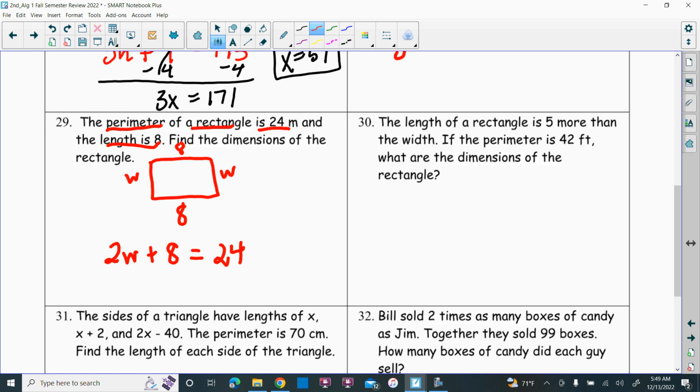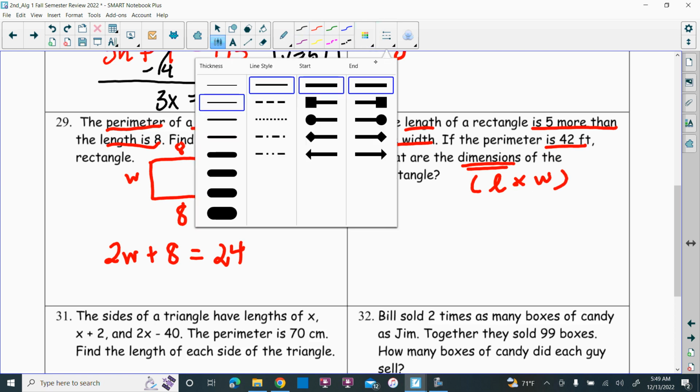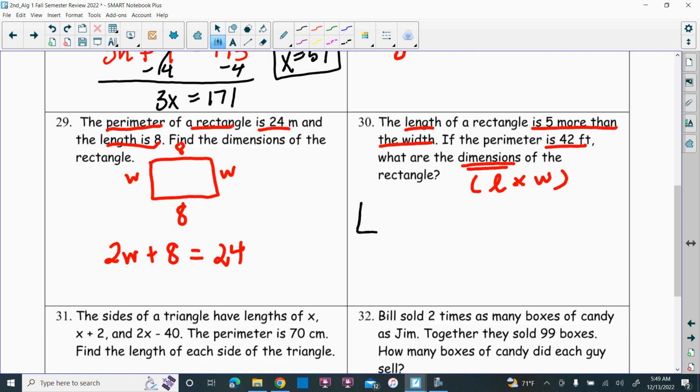The difference on 29 and 30 is that on 30 it says the length of the rectangle is 5 more than the width. If the perimeter is 42, what are the dimensions? When they're talking about the dimensions, they want to know the length and the width, the length by the width. So if we start off with drawing a rectangle to help see the relationship.